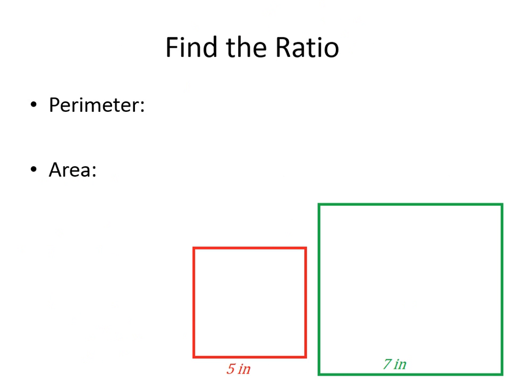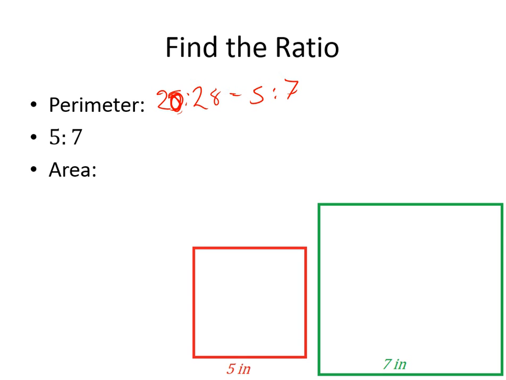Okay, so the next part, what we're going to be looking at is we want to find the ratio. So with these two figures, what is the ratio of the perimeters of them? Well, the perimeter of the first one is 20, so it'd be 20 to 7 times 4 is 28, which can then be reduced down to 5 to 7. Okay, so 5 to 7 is the ratio for the perimeters.